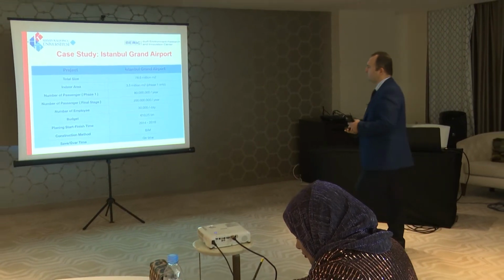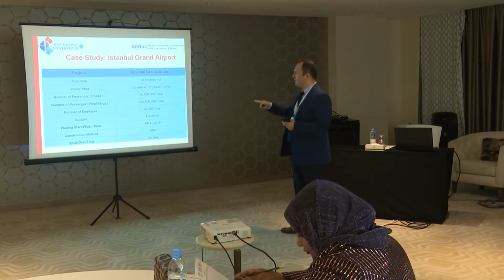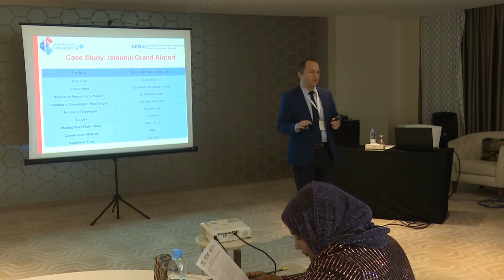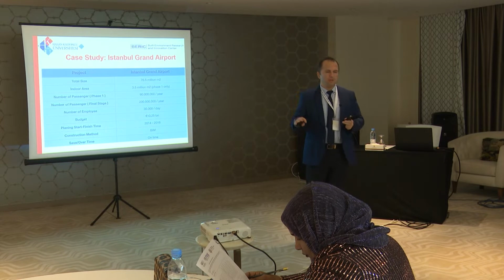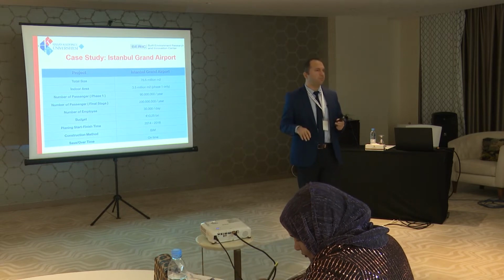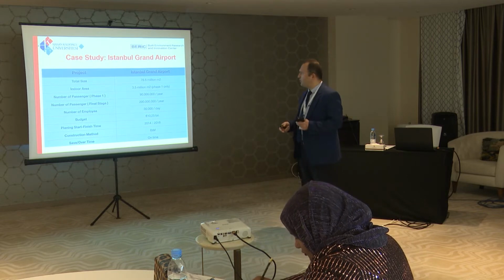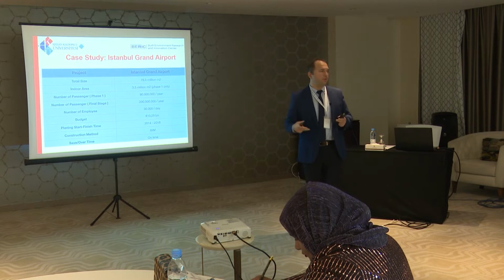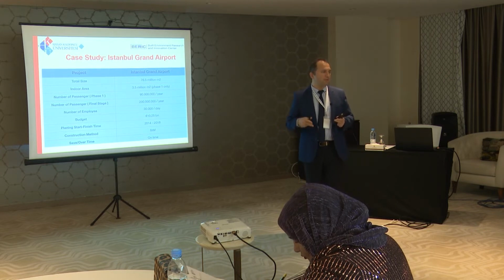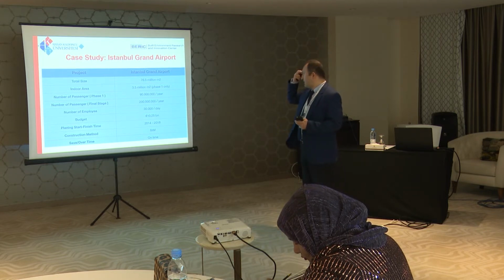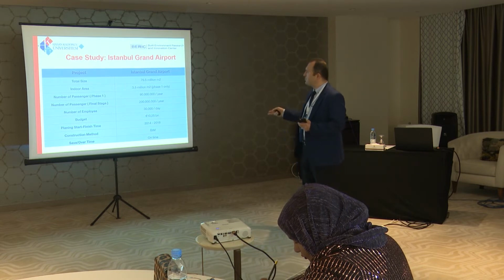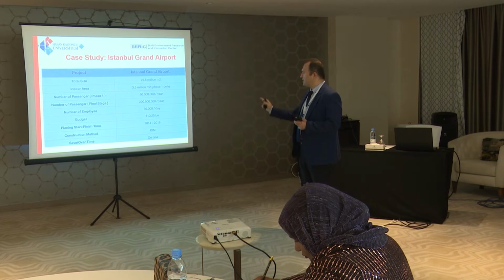For example, at the moment, they completed phase 1. It's actually a 3-phase project. They completed phase 1 last October. It has a capacity to serve about 76 million people, and an indoor terminal space of about 3.5 million square meters. The number of passengers per year is about 90 million.